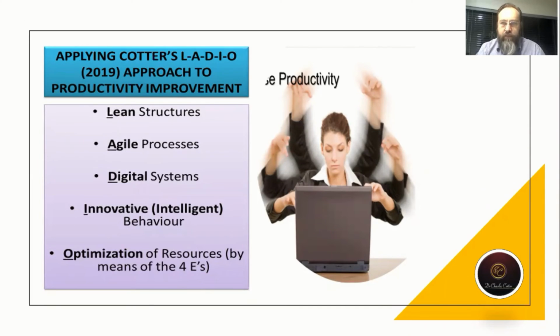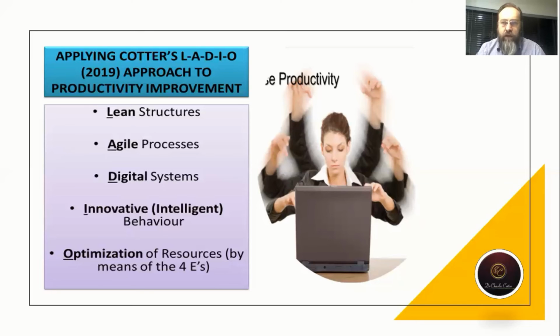When it comes to productivity, what I would like you to do is to apply what I call the LADIO principle. It's an acronym that stands for lean, agile, digital, innovative or intelligent, and also optimization. And each of them relates to the 5 variables of virtual team management best practice. In other words, when we talk about lean, we need to talk about lean virtual team structures. When we talk about agile, we need to talk about agile virtual team processes. When you talk about digital, we need to make sure that the systems used by the virtual team are indeed cutting edge and digital, 5G, which has been launched to the business community.